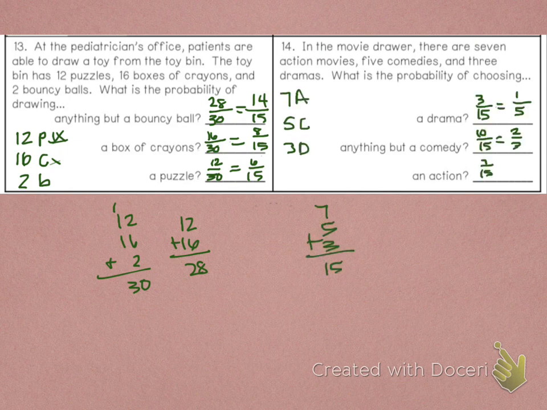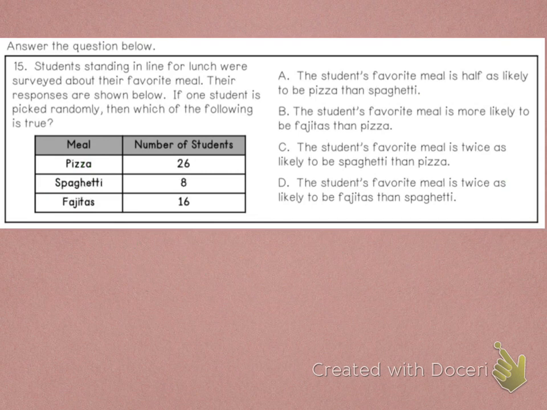Okay, so you should have gotten 3 out of 15 on the drama, but that does simplify, which is 1 out of 5. Anything but a comedy was 2 out of 3, and then an action is 7 out of 15. Last one. Students standing in line for lunch were surveyed about their favorite meals. Their responses are shown below. If one student is picked randomly, then which of the following is true?